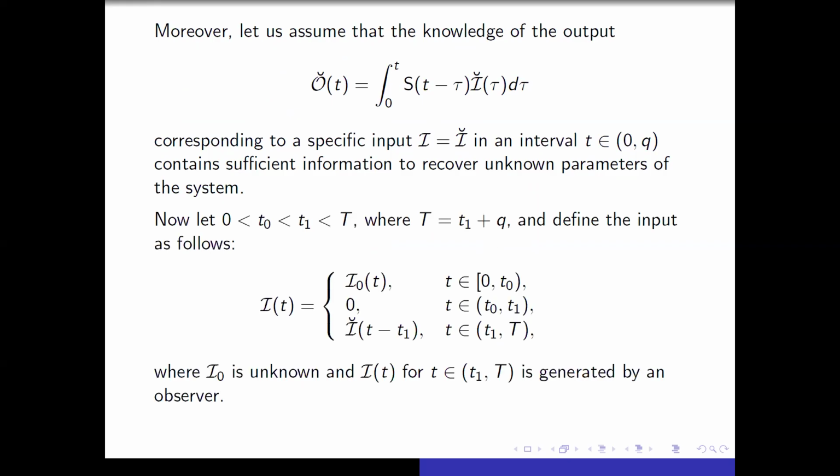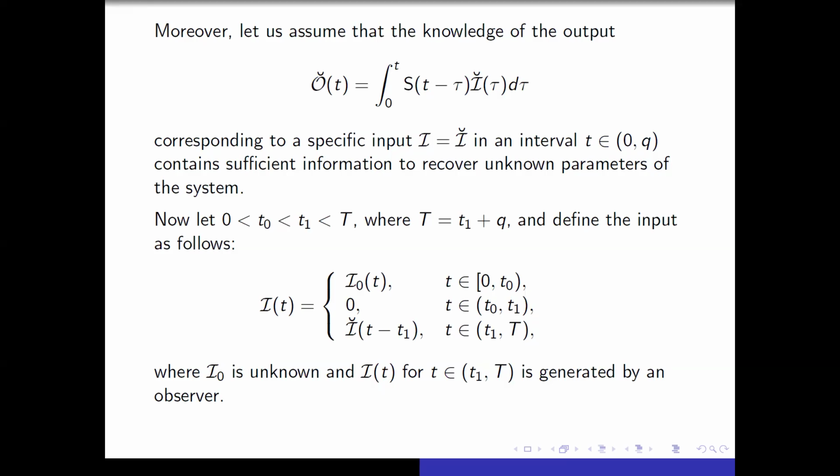And now we construct very specific inputs. Principally, this contains firstly the part I0, which is unknown. This is in this kind of causal construction, this is unknown, C0, from 0 to T0. Then we have a certain interval t0 to t1 where the input is 0. After that, it is non-zero, from t1 to capital T. And this input on the interval t1 to capital T is principally generated. It is not unknown, and we can choose it somehow.